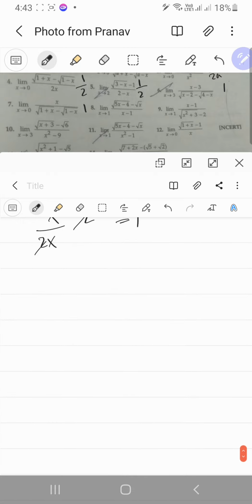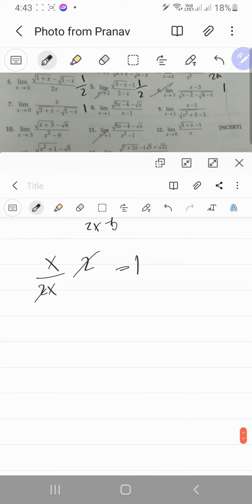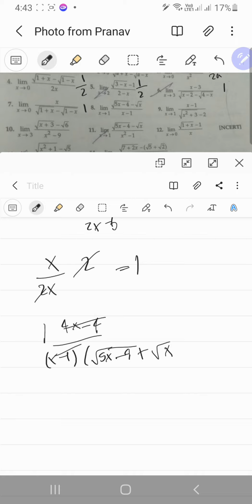Next question, x tends to 1, square root of 5x minus 4 minus square root of x upon x minus 1. Yeah, just rationalize this thing. So 4x minus 4 upon x minus 1 into square root of 5x minus 4 plus square root of x. First of all, this thing is 4, and then put x equal to 1 into this thing. So this should be 4 upon square root of 1 plus square root of 1. So this thing is 2.